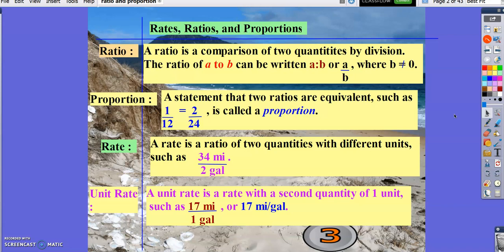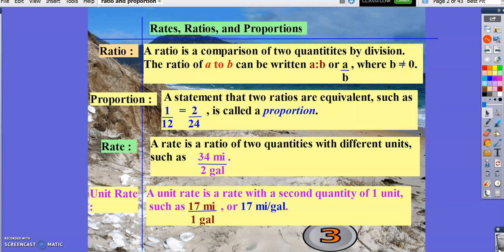So the first definition is of ratio. A ratio is a comparison of two quantities by division. The ratio of A to B can be written as A ratio B. These two dots, which we call a colon, are read as ratio, or we can also write it as A over B, where B should not be equal to 0.